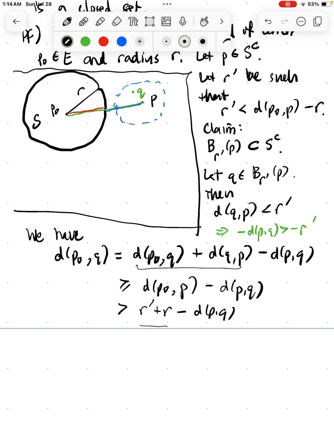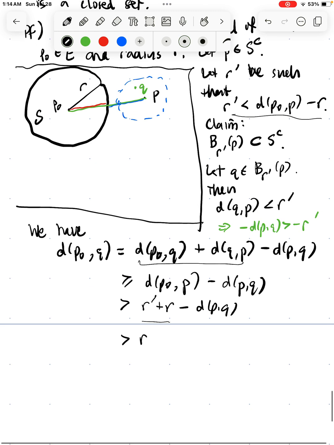Yeah, this is correct, right? It's from this, and then when you subtract the distance between P and Q, this is greater than minus R prime. So therefore, this is greater than R. Okay, and then that shows what we want to prove. So that's the proof that a closed ball is a closed set.